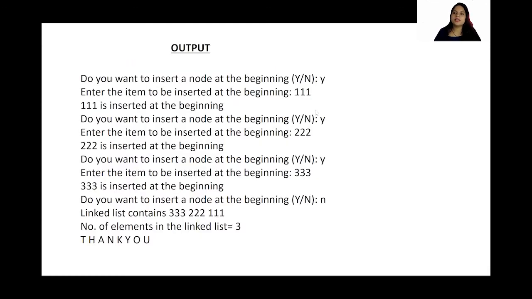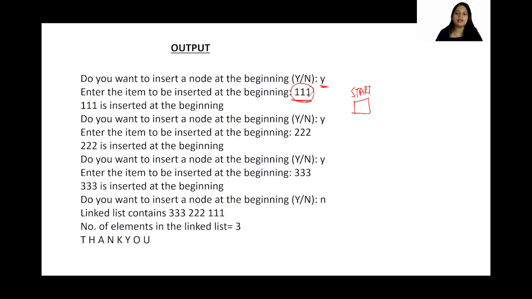Okay, so initially I'm going to ask, see here, do you want to insert a node at the beginning? So I said yes. When I say yes, it enters that while loop, and it is again going to ask to enter the item to be inserted at the beginning. Initially my start is going to be null. Remember that. So as of now my start is null. When I said yes, I am asking the user to enter the value. This is the data item, this is where it is going to get stored.